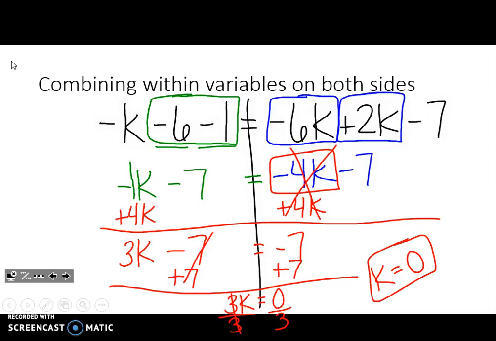Again, if you got lost at any point, go back and rewatch it. But if you follow those steps of combining like terms on the same side of the equal sign first, and then moving a set of variables to one side using the opposite operation, you should end up with a two-step equation.